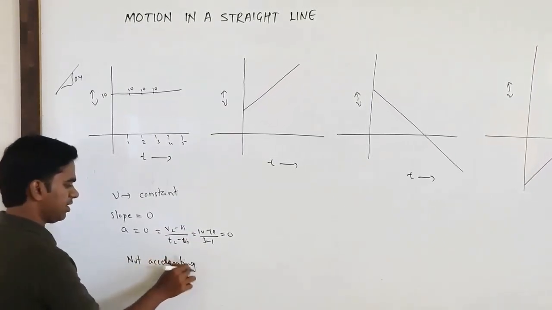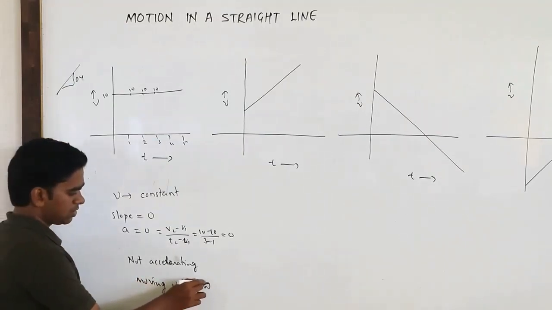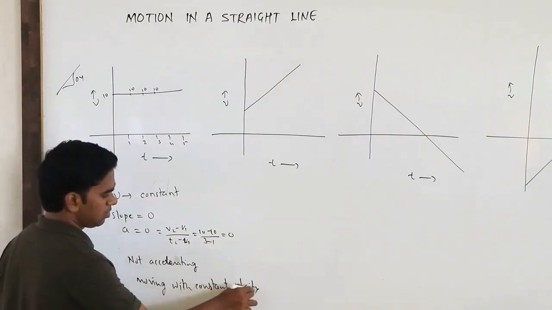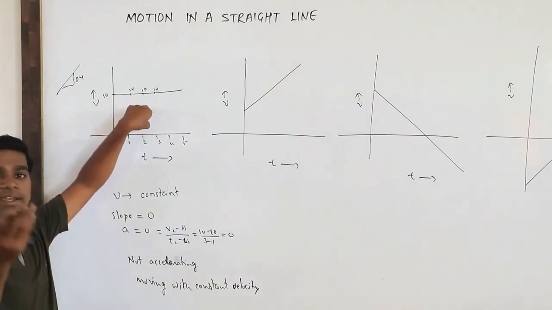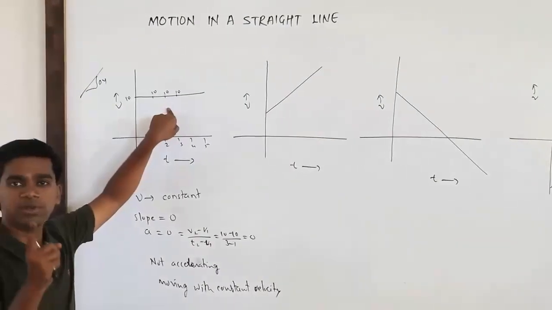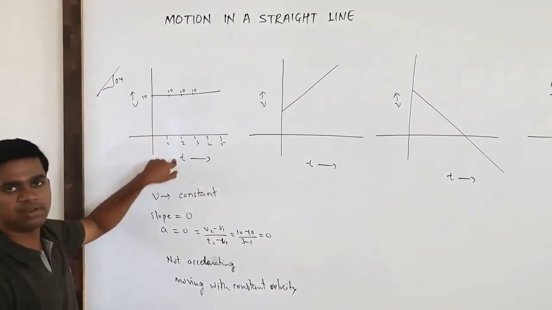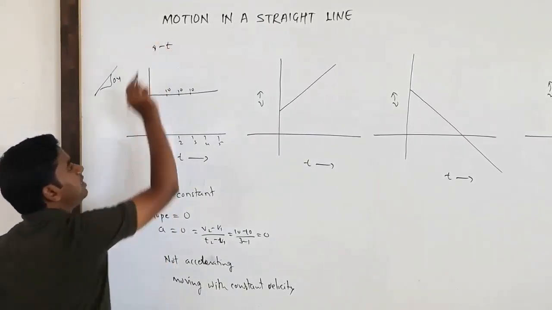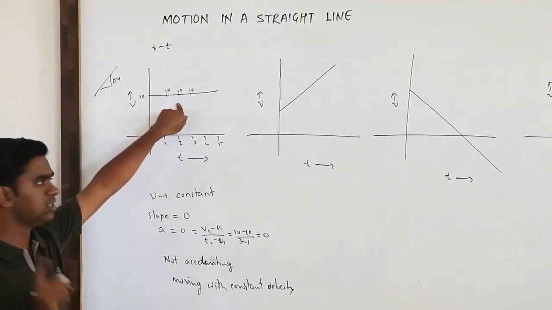Not accelerating. Okay. But moving with what? Moving with constant velocity. Remember, if you get the same graph in an x-t position-time graph, then what should you say? You should say that the body is at rest. But now it is a v-t graph, so you cannot say the body is at rest. You should say it is moving with constant velocity.